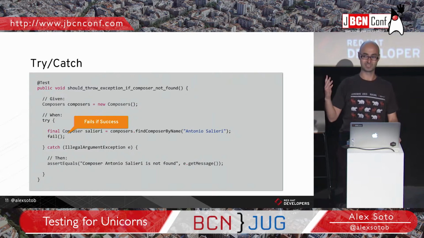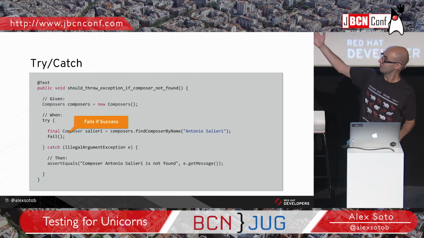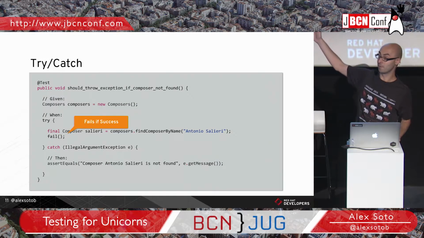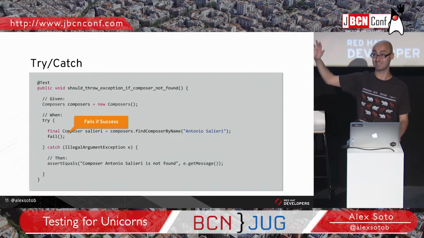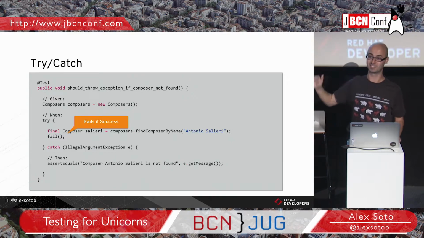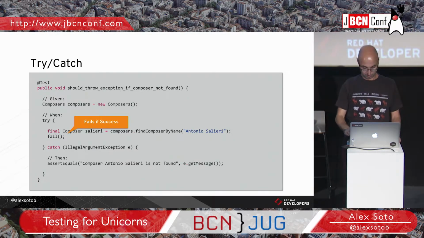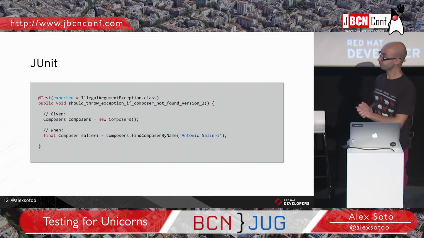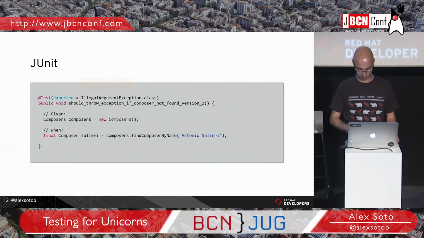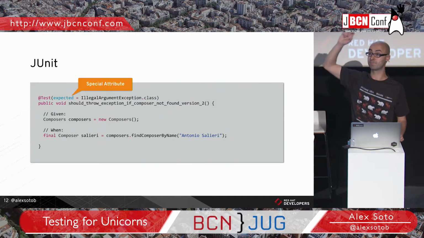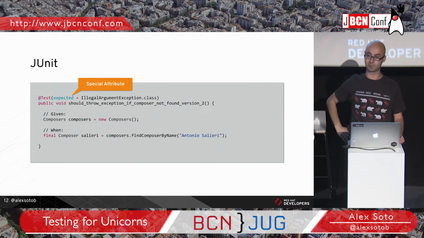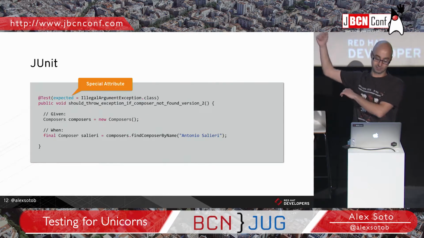And one thing that I really don't like is that you put a fail when the code works. It's strange, because you say if find composers by name works, then fail. I'm not understanding this test a lot. So one thing to fix is using this special attribute, which comes with the test annotation in JUnit, where you put the expectation of the exception that you expect this test should throw.